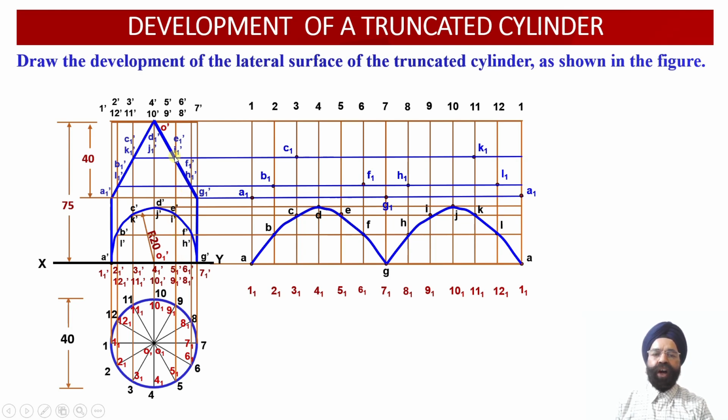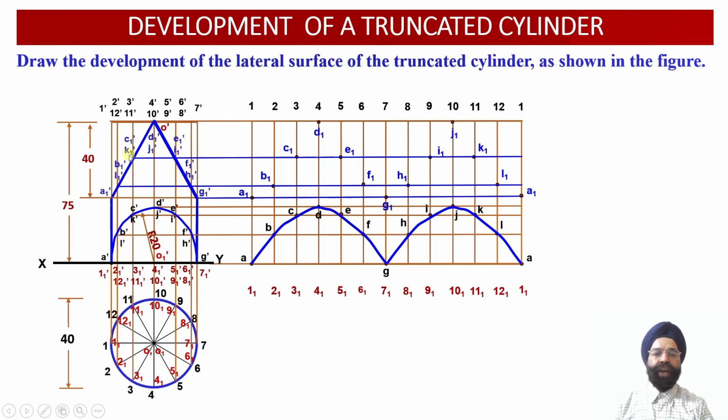Once we draw the horizontal projector through E1 dash and I1 dash, let us evaluate the intersection of this horizontal line with vertical generators 5 5 1 and 9 9 1 over here. The intersection of this horizontal generator with the vertical generator 5 5 1 will provide us with the location of the point E1, and the intersection with the vertical generator of the cylinder 9 9 1 will provide us with the location of the point I1 over here.